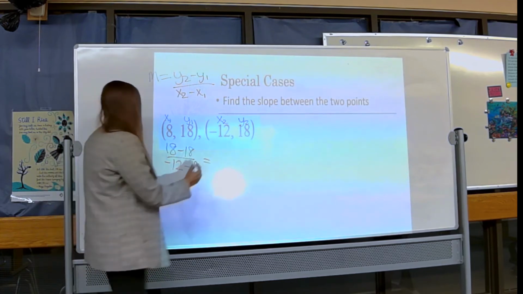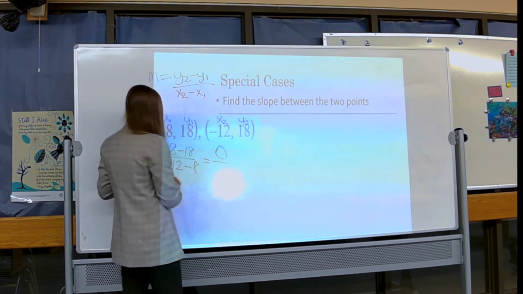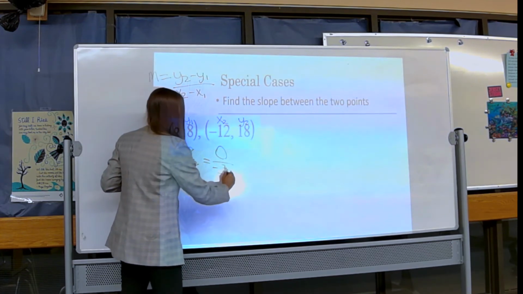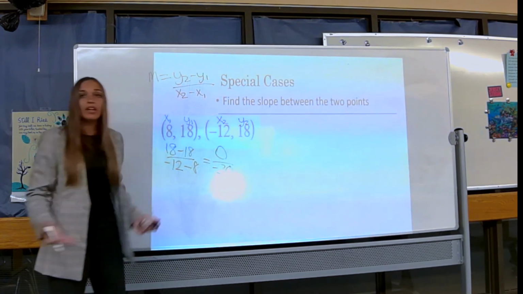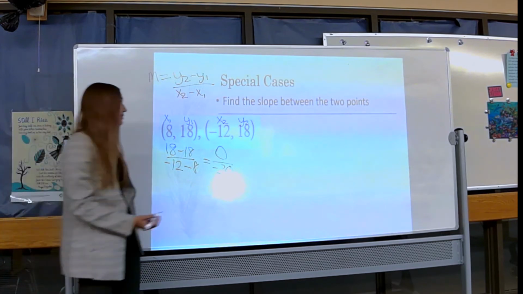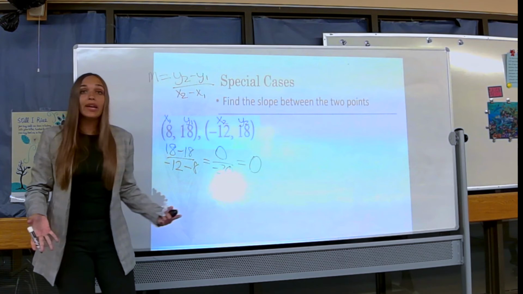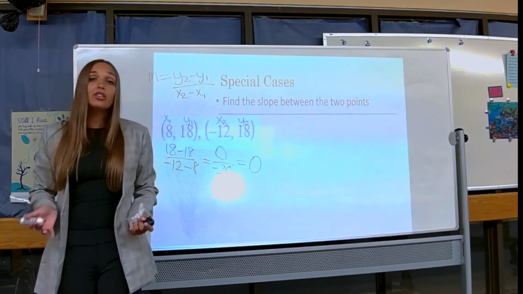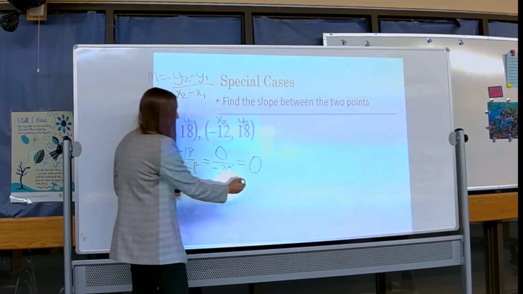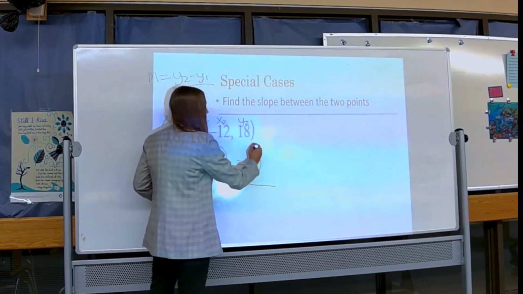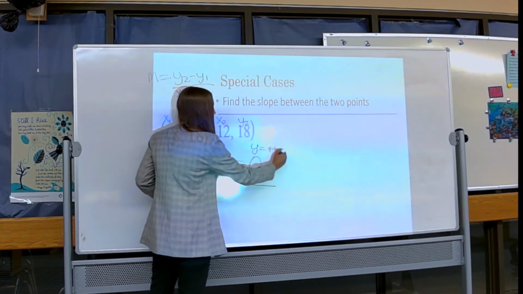18 minus 18 is 0. Divided by negative 12 minus 8, which is negative 20. When I put that in my calculator, I get a slope of 0. A slope of 0 is okay. It's okay to get a slope of 0. This just means that our line is a horizontal line. It's going to have an equation of y equals a certain number.